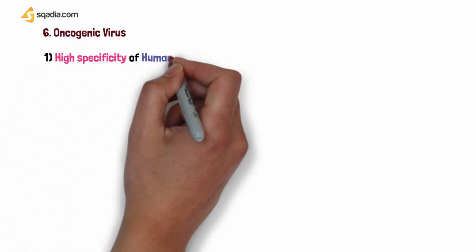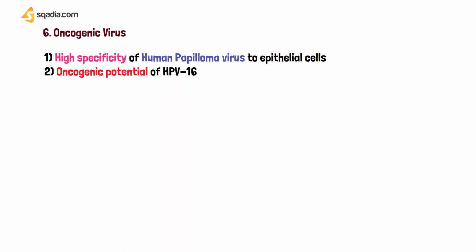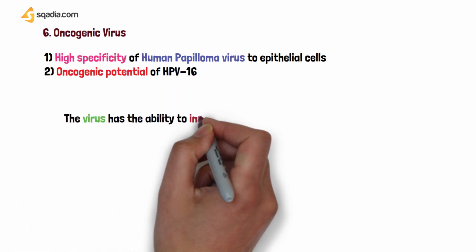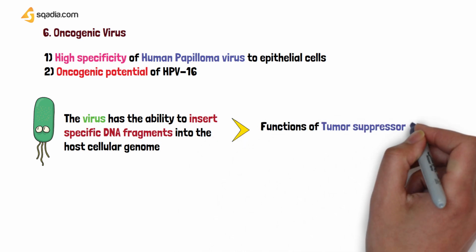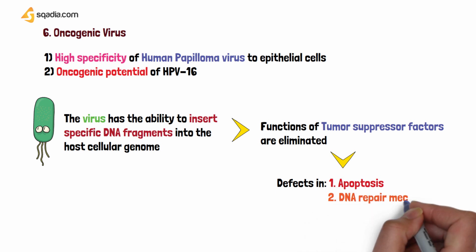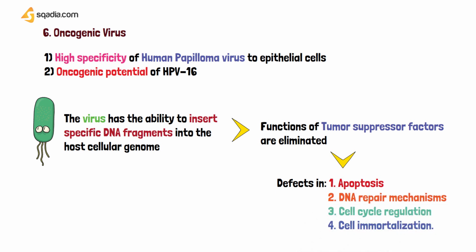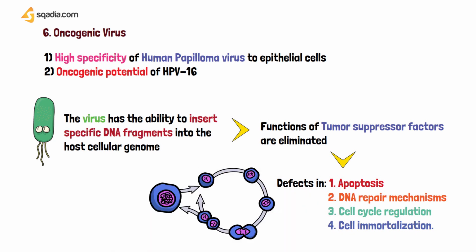Some of the viruses, like the human papillomavirus, have a high specificity to the epithelial cells, and HPV 16 has an oncogenic potential. A virus inserts specific DNA fragments into the host cellular genome. This causes the functions of the tumor suppressor factors to be eliminated. Some of these functions include apoptosis, DNA repair, cell cycle regulation, and cell immortalization. So if there is an imbalance, this is going to cause abnormal cell division leading to tumor development.